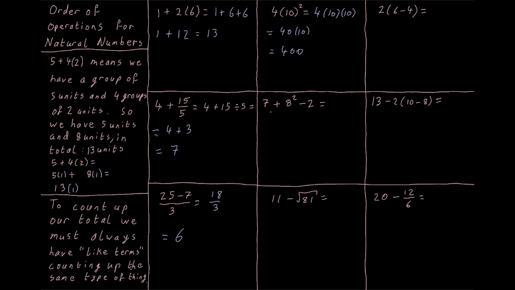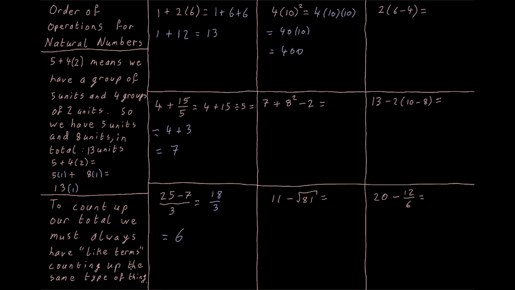Here I have 7 plus 8 to the power of 2 minus 2. So what can I add up here? What total can I get? Well, technically I have 7 units minus 2 units. I could add them up or subtract them, and I'd end up with 5 units. That's not technically wrong, but for right now it can be safer to get everything as units and then start to add and subtract. It's just that it's safer.